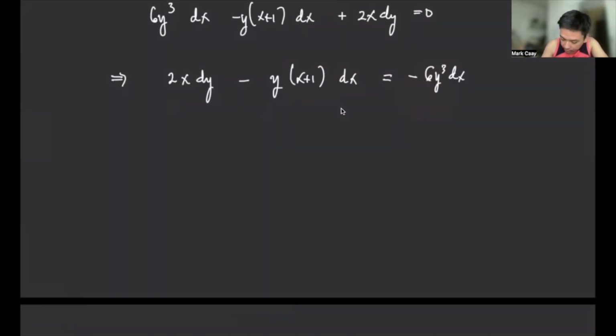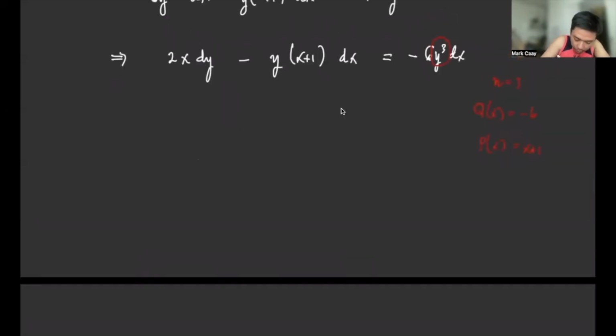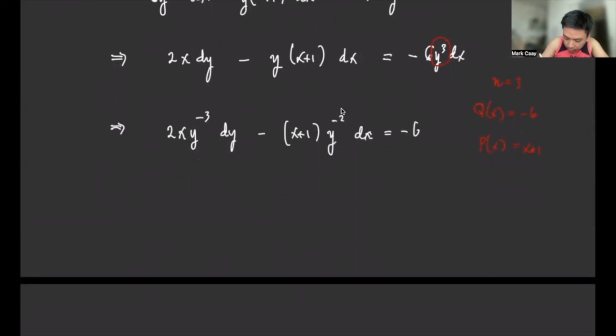Okay, I'll use a color red to indicate a scratch here, which is not part of a solution. Tatandaan lang natin that our n here is 3, kasi ito yun, di ba? Our q of x is negative 6, and our p of x is x plus 1. Sige. Okay, so dahil Bernoulli na siya, I can divide both sides by y to the cube. So ang mangyayari dito, I would have 2x y to the negative 3 dy minus, eto magiging x plus 1 y to the negative 2 dx equals negative 6 dx.